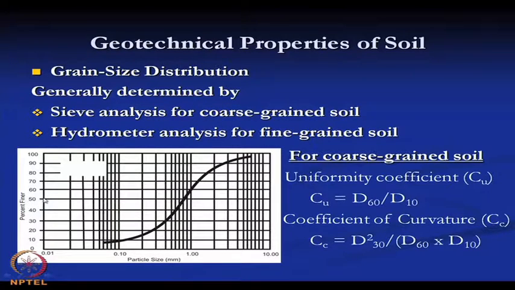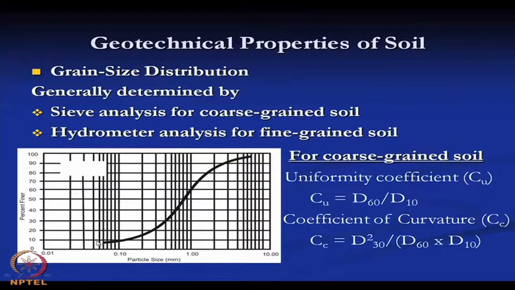So, 50% finer means that 50% of the particles are of this size. Say this particle size is 0.8 millimeter. So, the amount of particles less than 0.8 millimeter is 50%. That is the percent finer on the y axis.